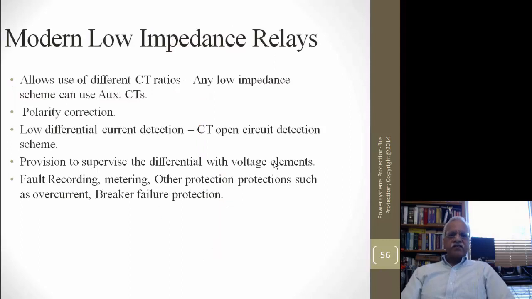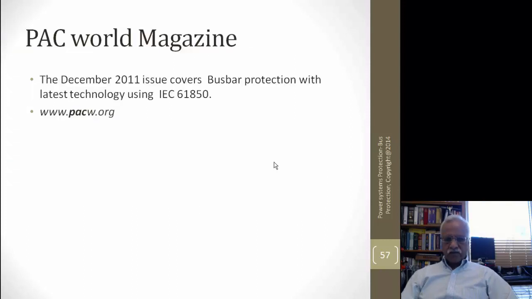The great advantage of the low impedance relay is that you can use different CT ratios. In a microprocessor based relay you can tell that CT input 1 is 600/5, CT input 2 is 1200/5, or CT input 3 is 2000/5, and then it automatically corrects the magnitudes of the currents to calculate the operating and restraint current. Okay. And also it has an element: if you get a very small amount of operating current, well below your minimum pickup, then it says that there is some CT connection problem. So open CT circuit detection is also available in this. Other advantages are that you have fault recording, metering, and other protections such as overcurrent and breaker failure protection, which could be part of your microprocessor based relay.